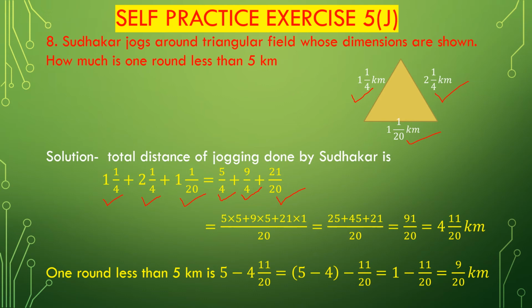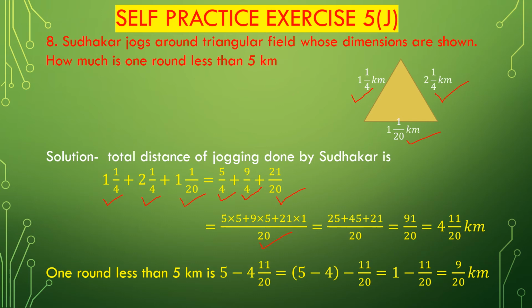Now we add these improper fractions. First, convert these improper fractions into equivalent fractions with an equal denominator, that is equal to the LCM, by multiplying the numerator and denominator with the same number. Now we find the LCM of denominators 4, 4 and 20. LCM of 4, 4 and 20 is 2 multiplied with 2 multiplied with 5, that is 20.